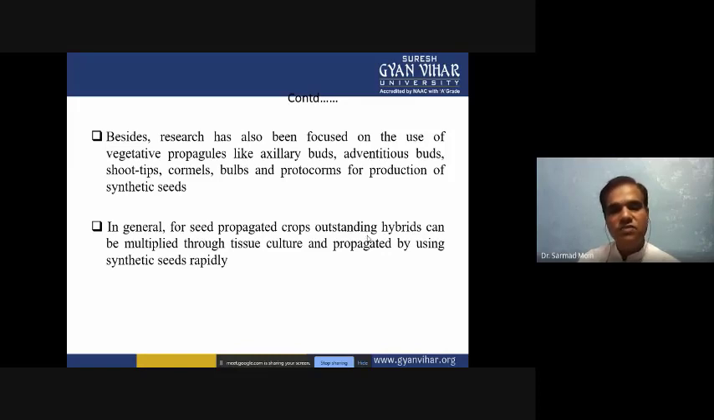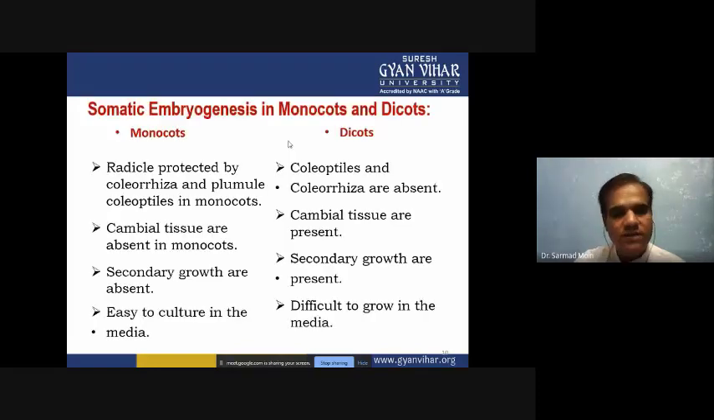Various types of cells we can utilize to produce these synthetic seeds. In general, the seed propagated outside the hybrid can be multiplied through tissue culture and propagated rapidly by using synthetic seed. And we can rapidly produce the plantlet from these somatic embryos or encapsulated somatic embryos. If we want to store, we can store it, and later on we can use it. Then, if you see, monocot somatic embryos are easy to culture in the media, and dicot is very difficult to grow in the artificial media.